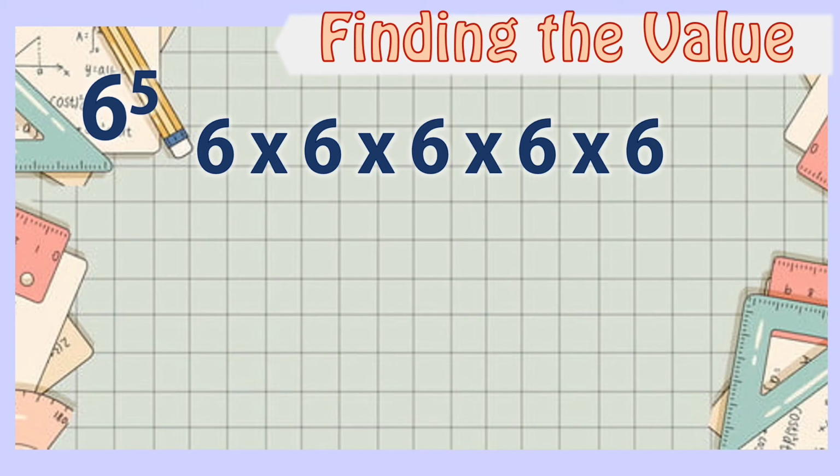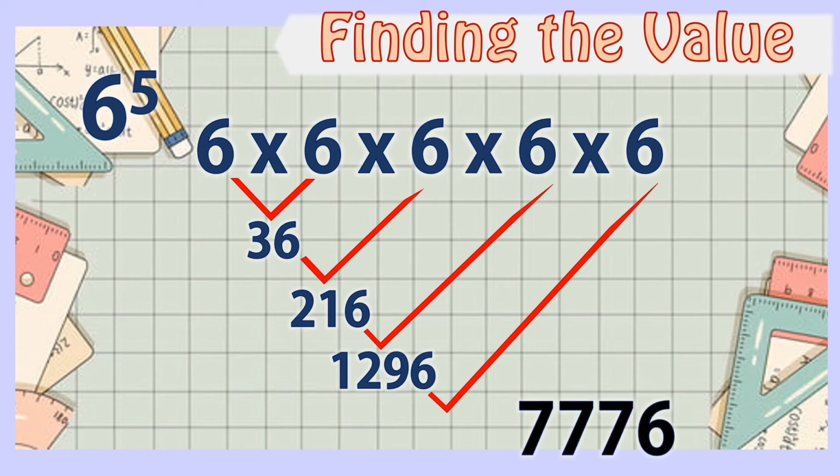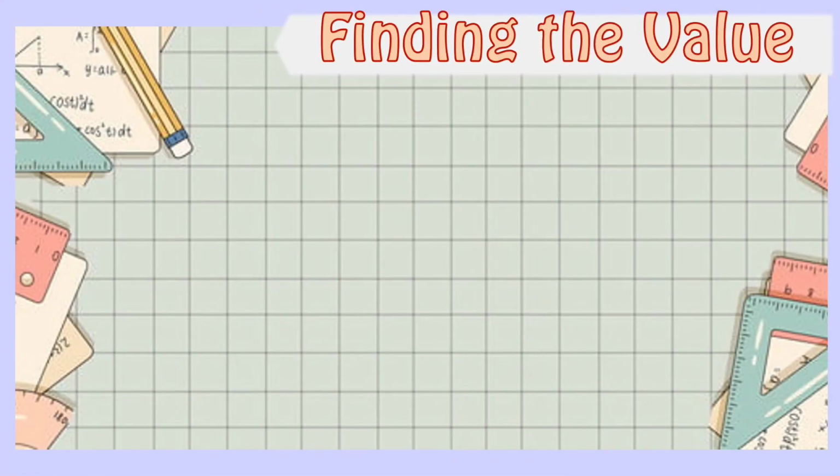So how do we solve it? First, we will multiply 6 by 6, which is equal to 36. Next, we'll multiply the product by 6 again, which will give us an answer of 216. Then multiply it by 6 again, which will give us an answer of 1296. Then for the last time, multiply it by 6, and we'll get the final answer, which is 7776. So that is how to find the value of an exponential form.